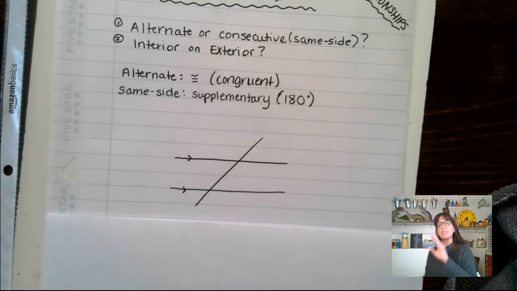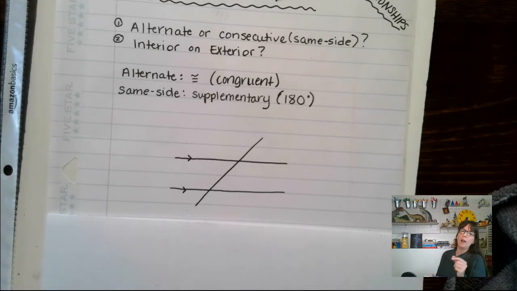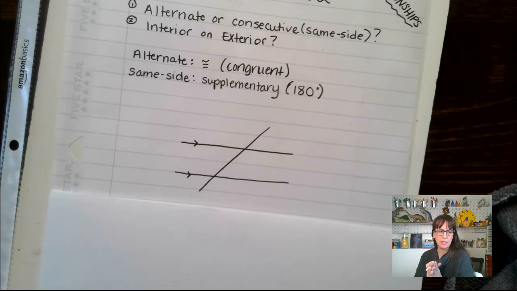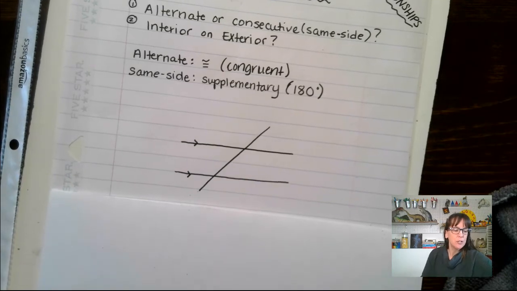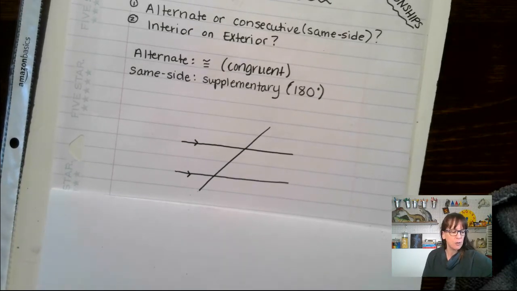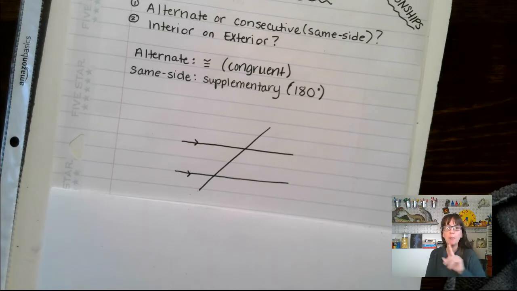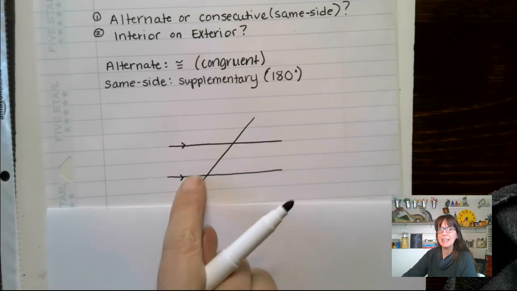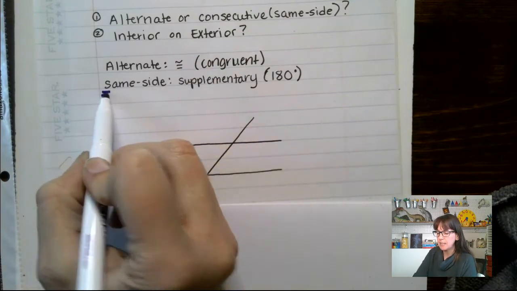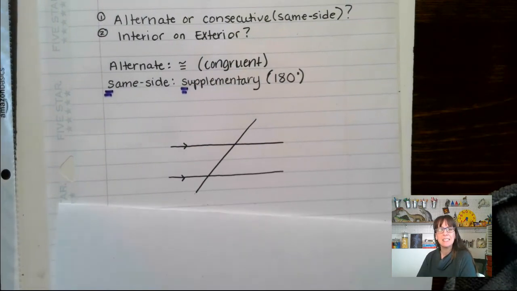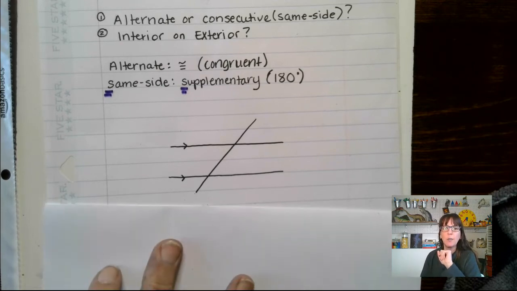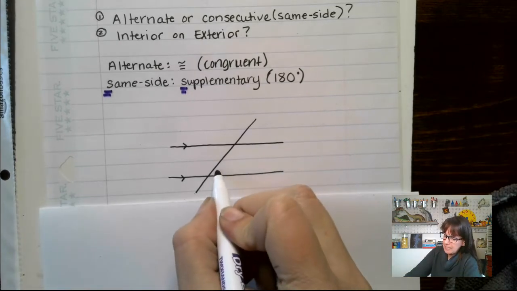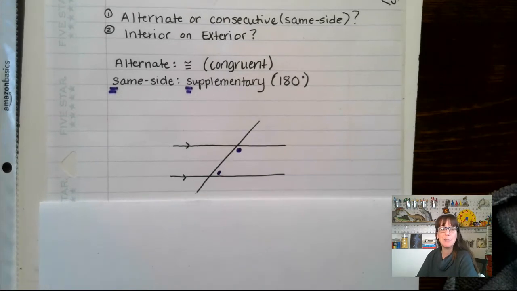Let's talk about what this means for the angles, their relationships, and their measurements. The best way that I have found to remember these is that if it is on the same side, it is supplementary. Same side, supplementary. And supplementary is just two angles that add up to 180 degrees. So if they're on the same side, let's say we've got this one and this one, those are on the same side, so they're going to add up to 180 degrees.